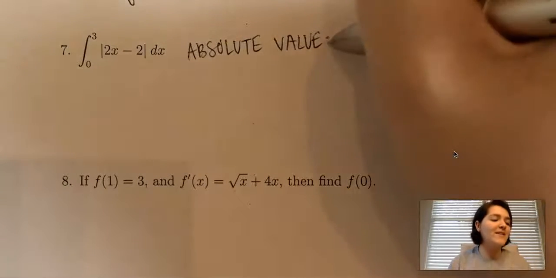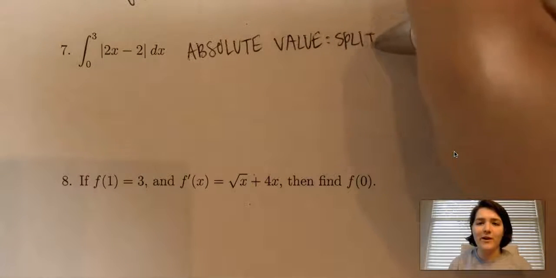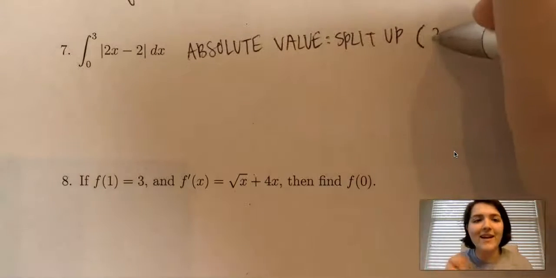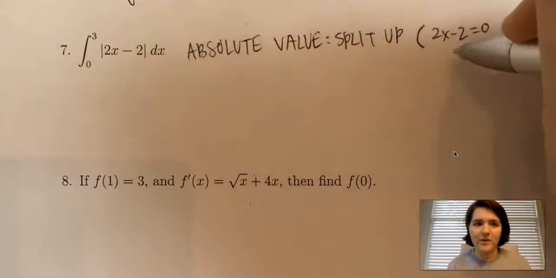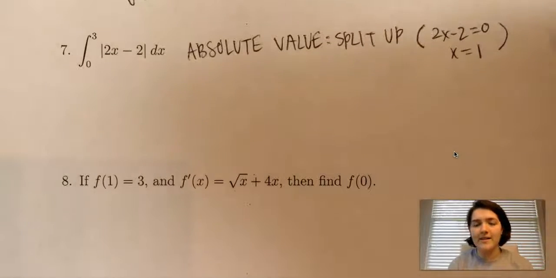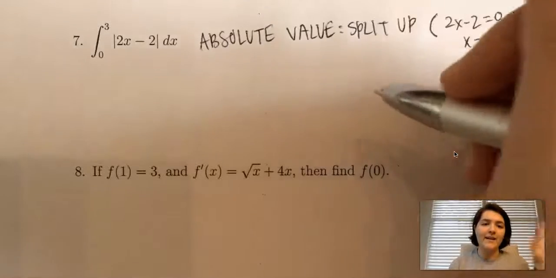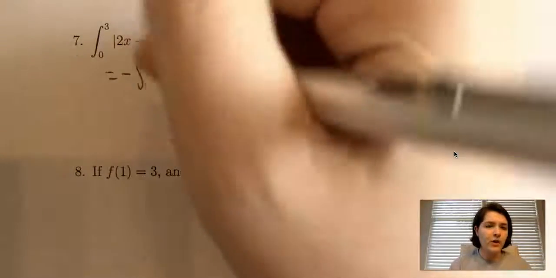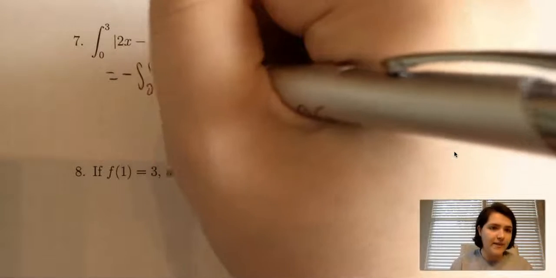So first, we basically need to find the split point. That is what we're going to do right here. This is just in parentheses because you can do this in your head. We take 2x minus 2, set it equal to 0, and solve for x equals 1. So now we have our split point where we can create a negative side of the integral and a positive side of the integral.